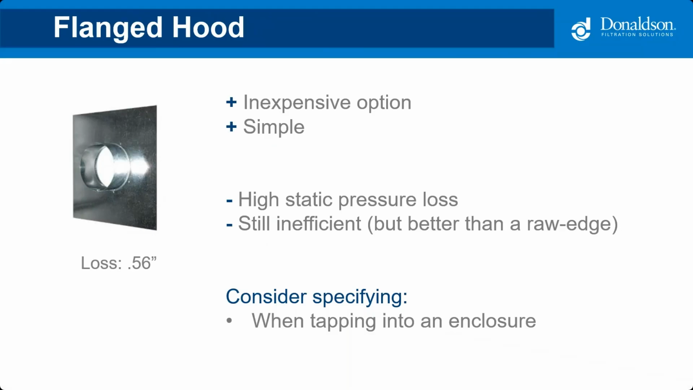A flange hood is a step in the right direction from a raw edge. It basically puts a face across the edge of the pipe. Still inexpensive and simple, but still has a pretty high static pressure loss and is not extremely efficient. Generally see these when tapping into an existing enclosure, so the enclosure surface becomes the flange penetration point.